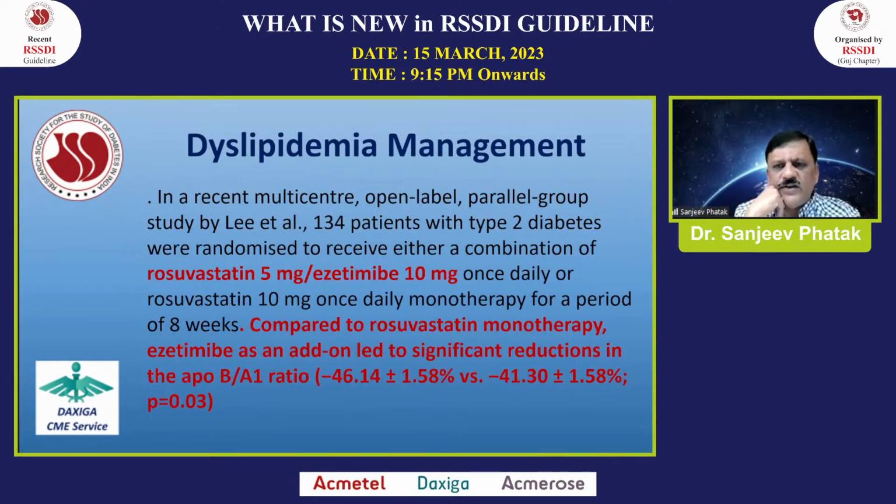A recent multi-center open label study by Lee et al. of 134 patients with diabetes also showed the role of ezetimibe 10 milligram compared to statin alone. Ezetimibe plus statin gives much better LDL reduction, much better ApoB versus ApoA1 reduction. So the ApoB versus ApoA1 ratio is very significantly altered by the statin ezetimibe combination compared to statin monotherapy.